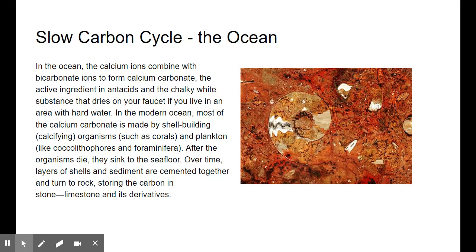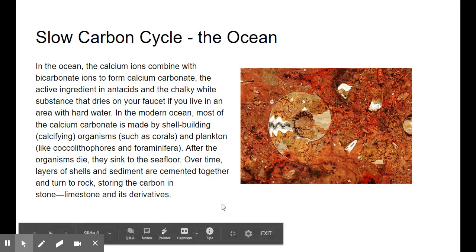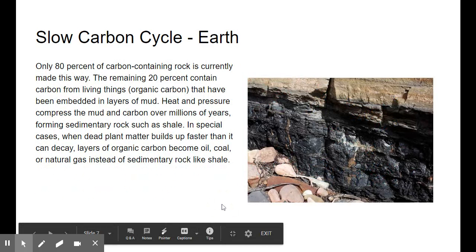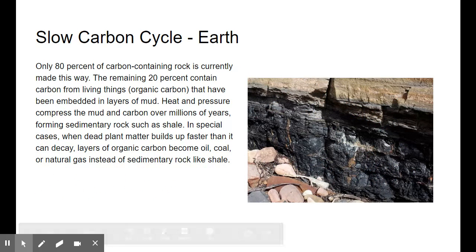Over time, layers of shells and sediment are cemented together and turned to rock, storing the carbon in stone, lime, otherwise known as limestone, and its derivatives. Okay, you also get sandstone, but most of the time it's limestone in the oceans. In the slow carbon cycle on Earth, only 80% of carbon-containing rock is currently made this way. The remaining 20% contain carbon from living things. Okay, that would be those living things.